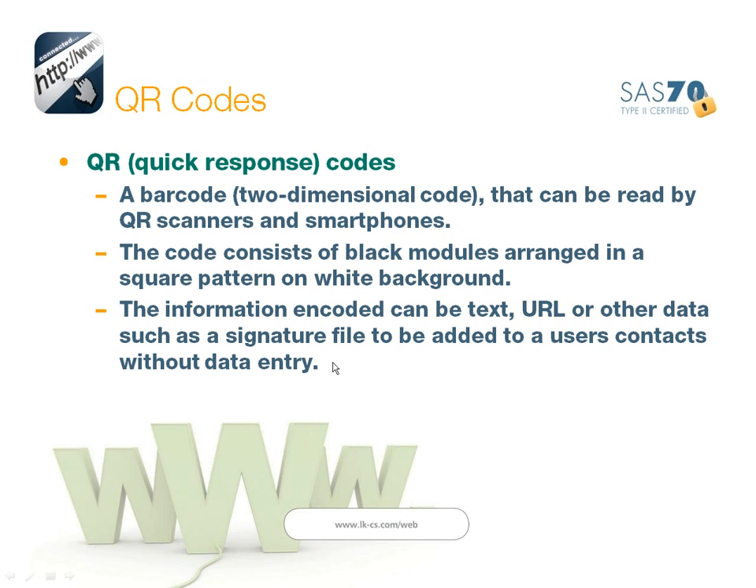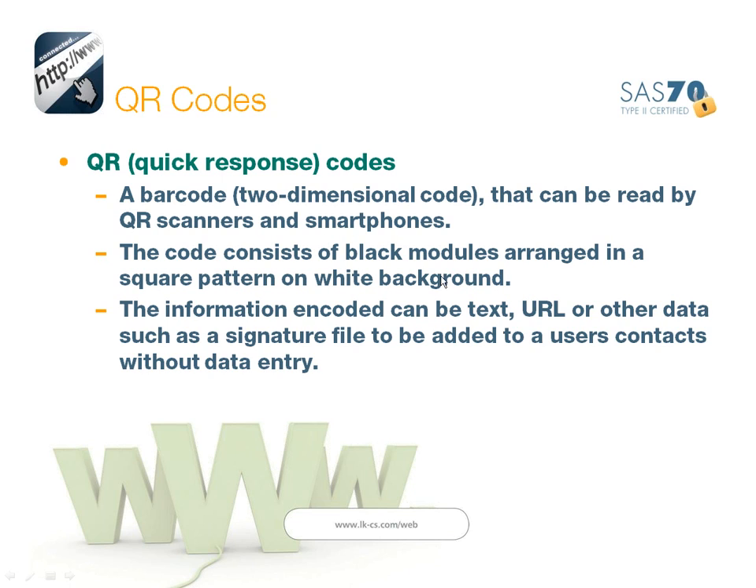Next, we're going to talk about QR codes, or quick response codes. This is something that's been developing for the last couple of years, and we touched on this in last year's webinar as well on web trends for the year. But we're going to go into it a little bit more today. Basically, it's a barcode or a two-dimensional code that can be read by a QR reader or a scanner on your phone. It gives you the ability to pull up content of different types on your phone.